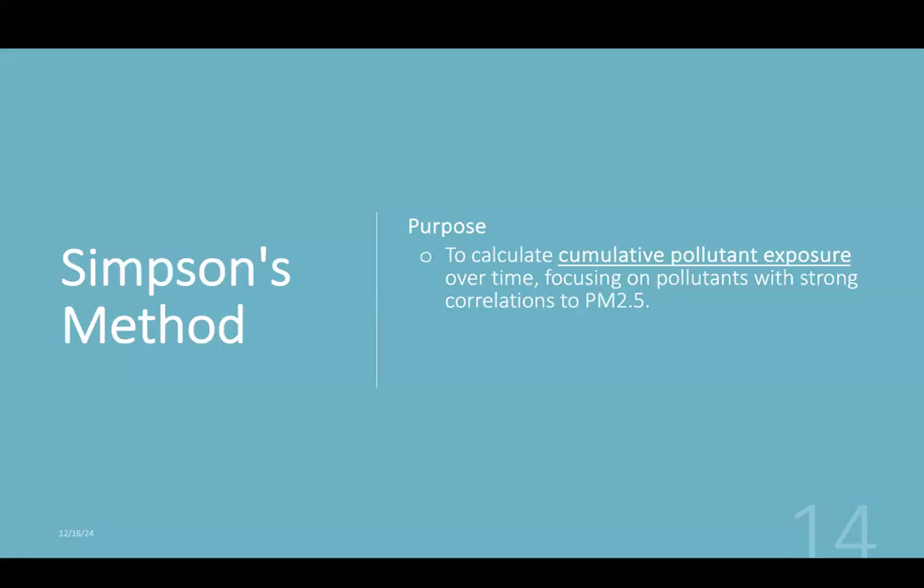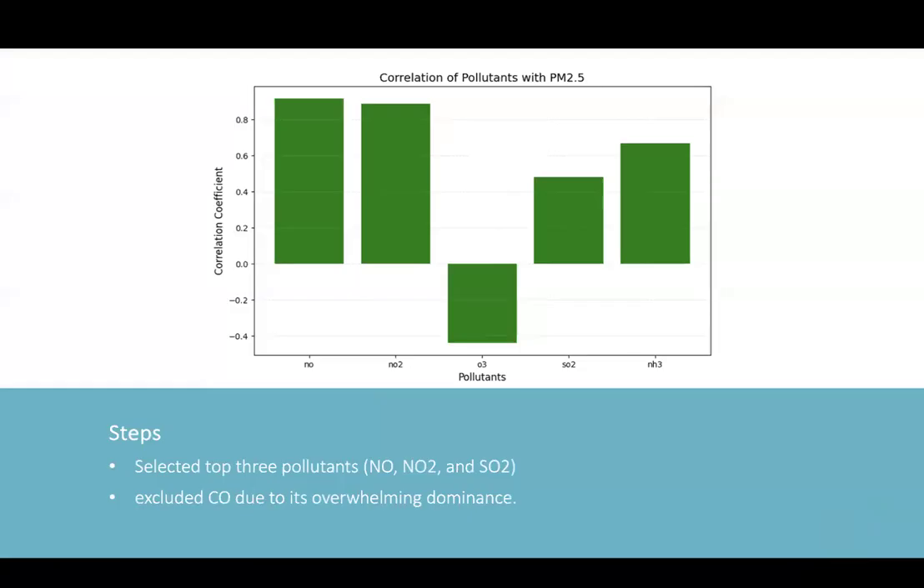So the last method that we have is the Simpson's method. Our purpose to use this method was to calculate cumulative pollutant exposure over time, which focused mainly on pollutants which had a strong correlation to PM 2.5. So we selected the top three pollutants, which was NO, NO2, and SO2. As you can see, NH3 was also amongst the high pollutants, but we did not use it because its standard deviation was pretty low. And we also did not use carbon monoxide because of its overwhelming dominance.